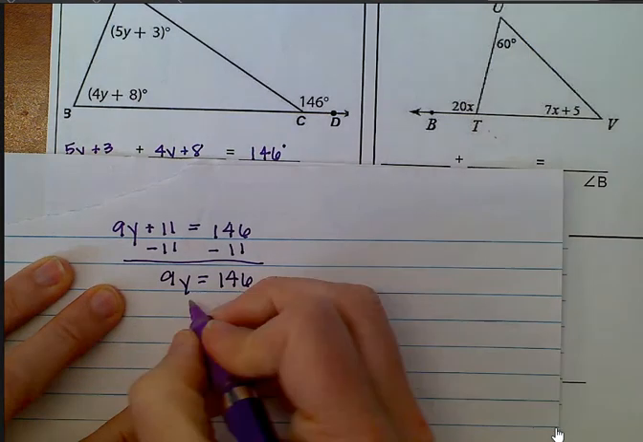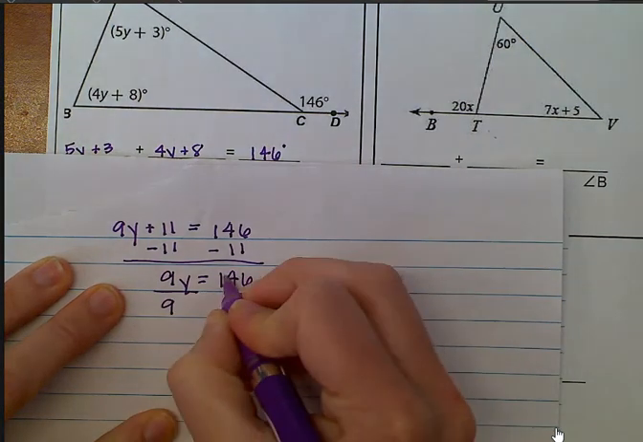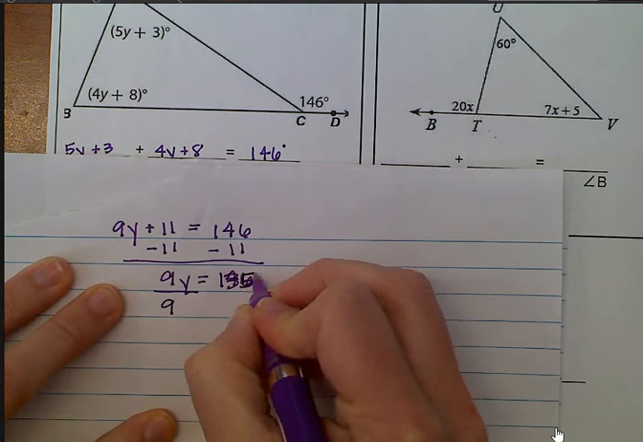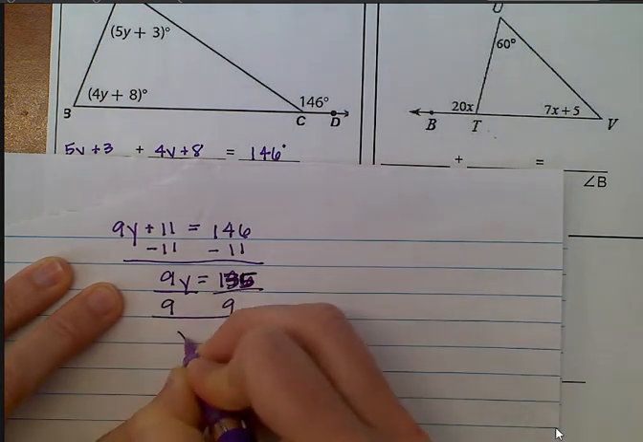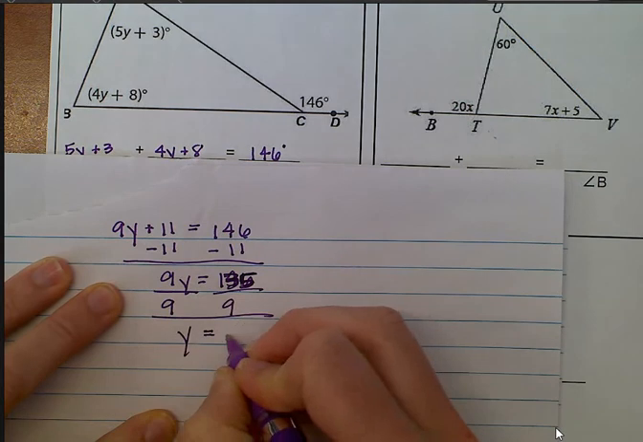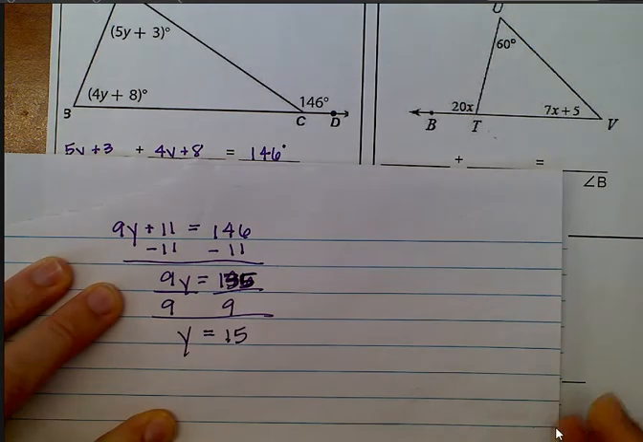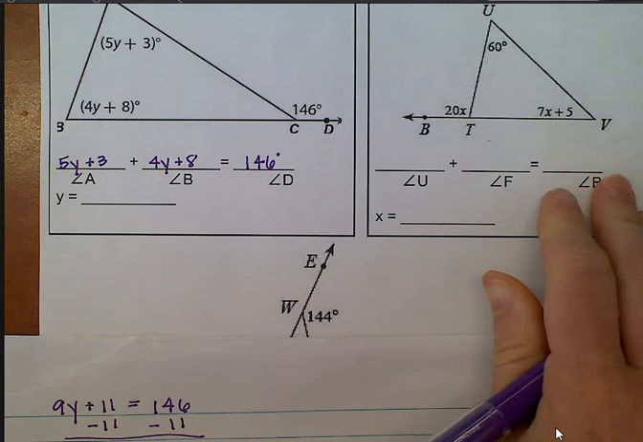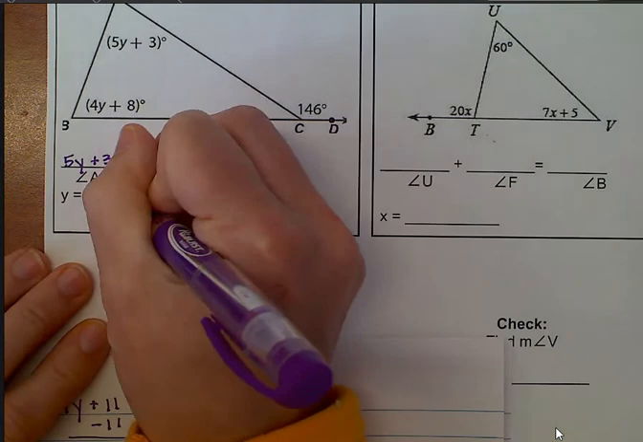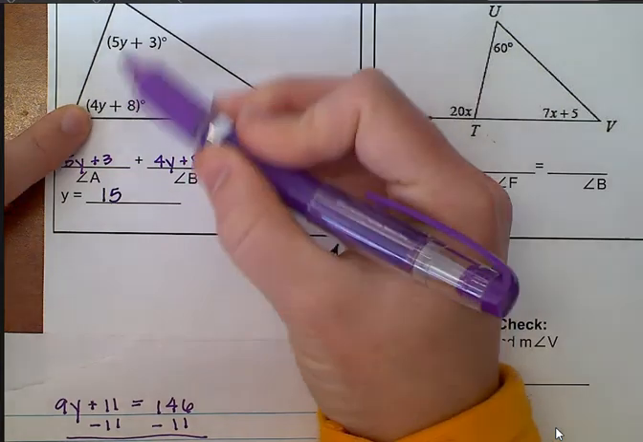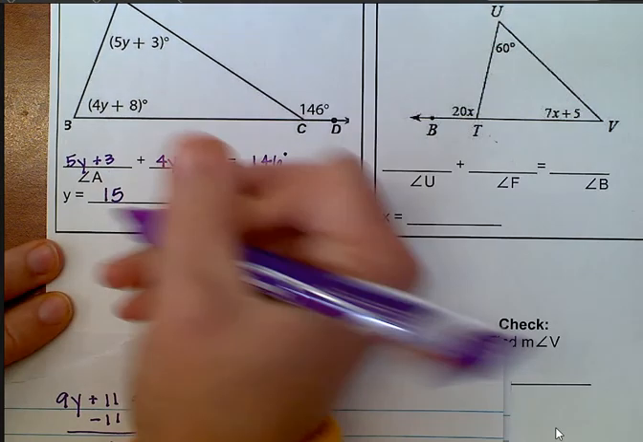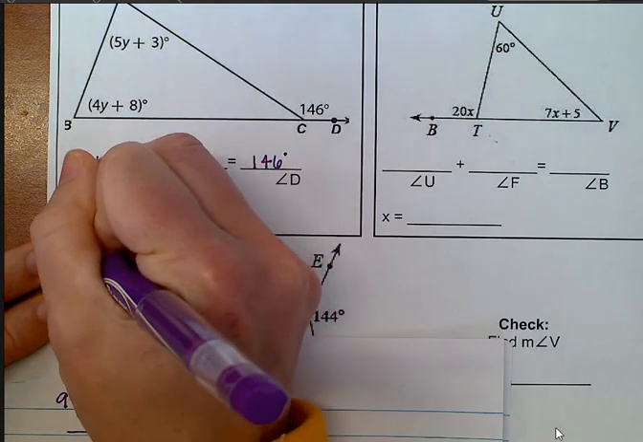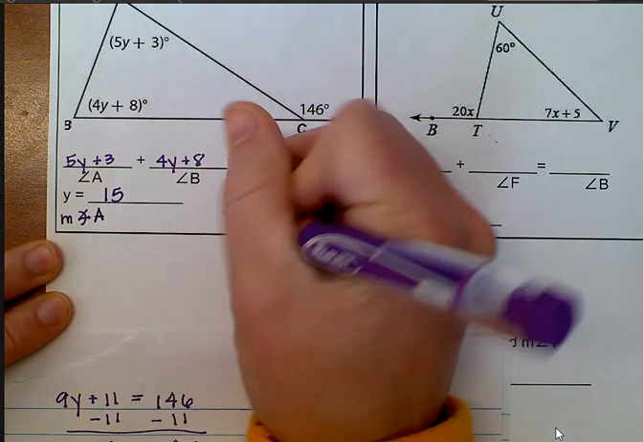Divide by 9 on both sides, and you should end up with y equals 15. Now that's not an angle measurement, it's just what you could plug into both of these equations. I haven't asked you to do that in the notes, but let's go ahead and do it anyway. We're going to find the measure of angle A and the measure of angle B.